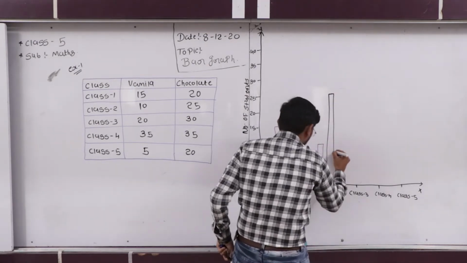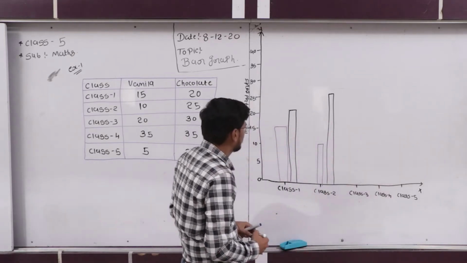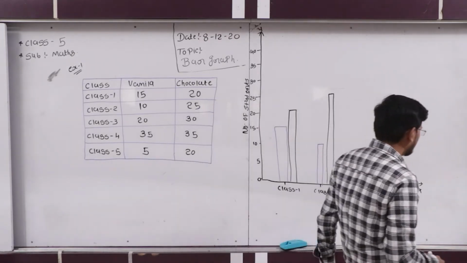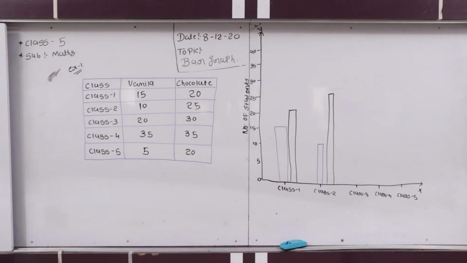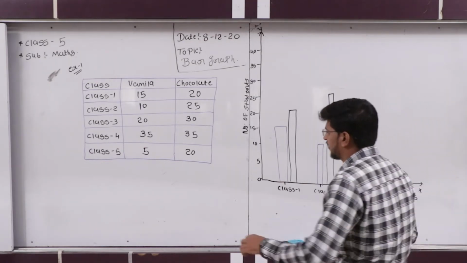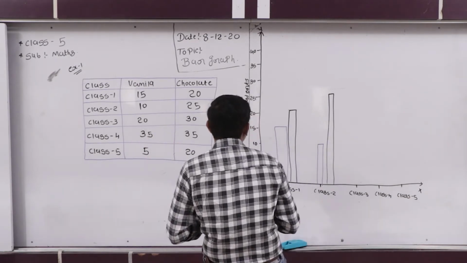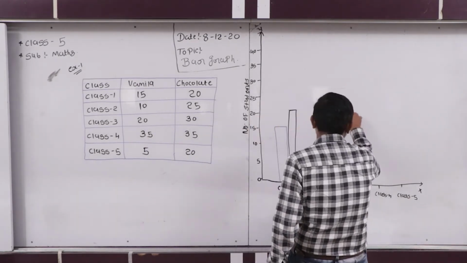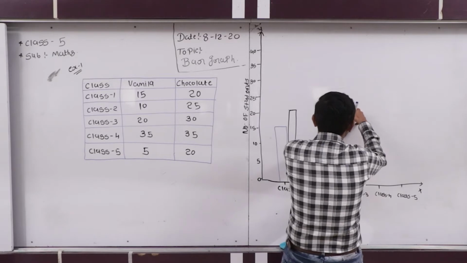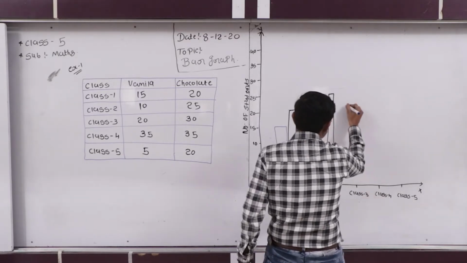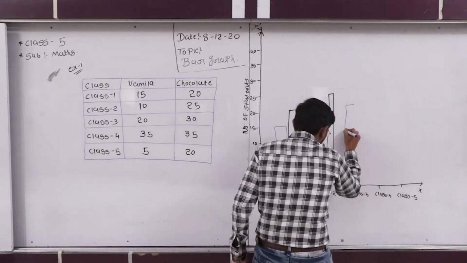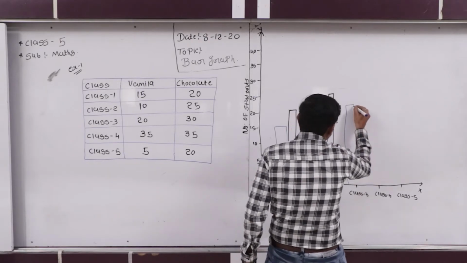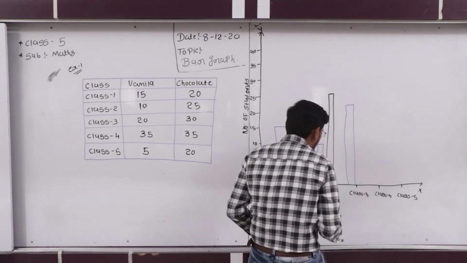It's for class 2, right? Next is class 3. How many students in class 3 like vanilla ice cream? 20 students. So find 20 on the y-axis and class 3 on the x-axis. It is the vanilla bar graph for class 3, right?